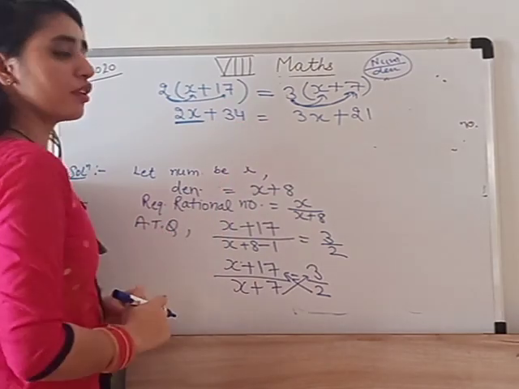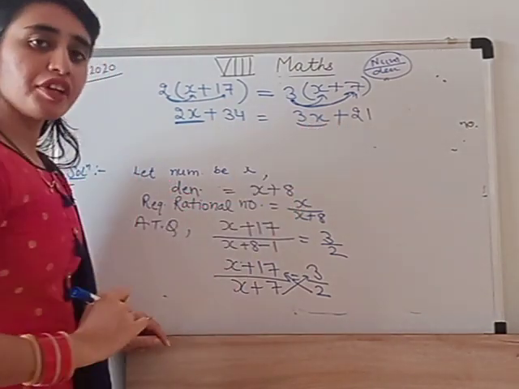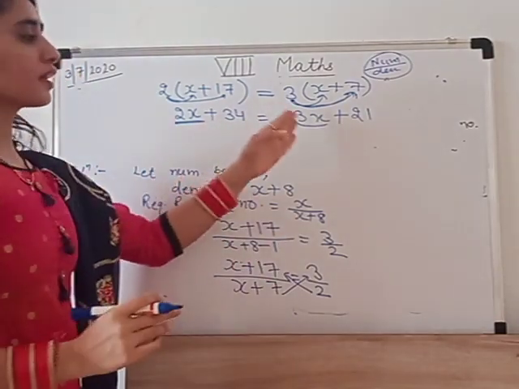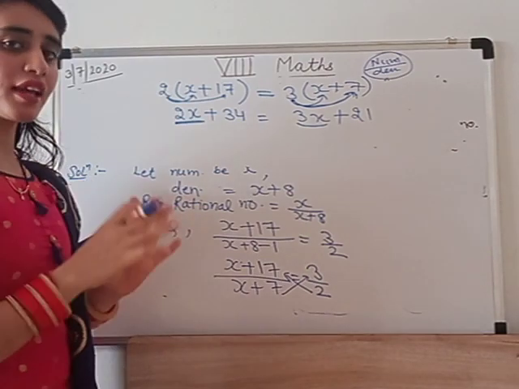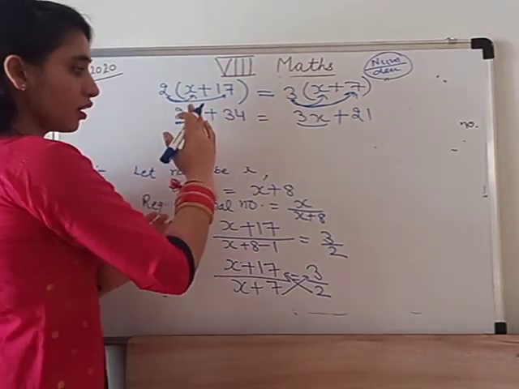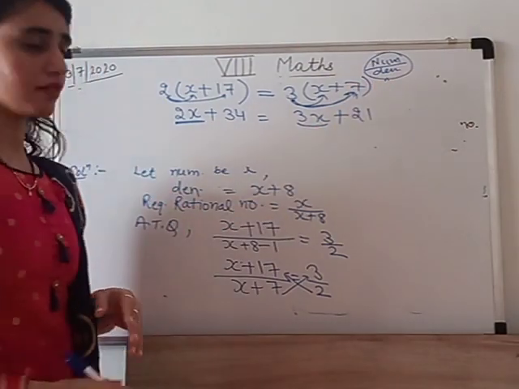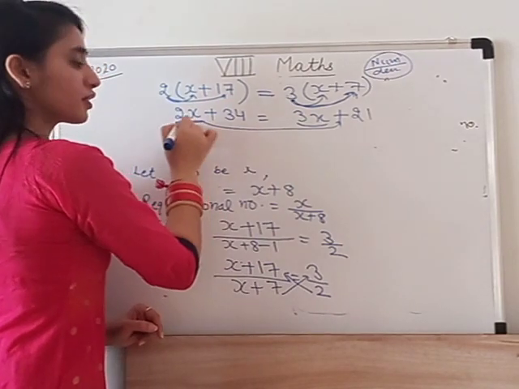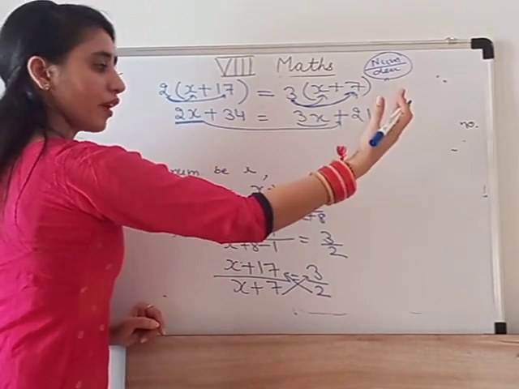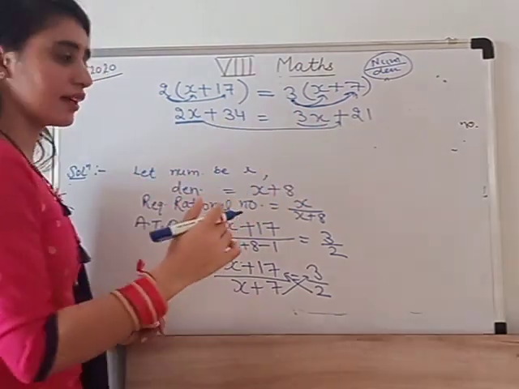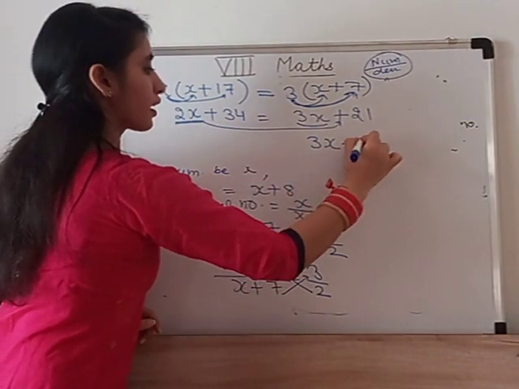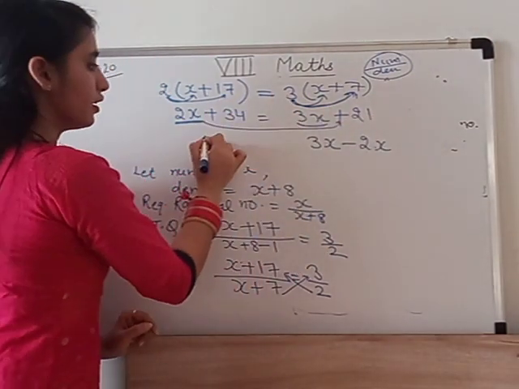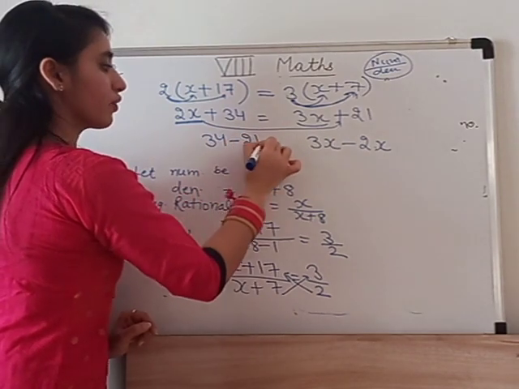2x plus 34 is equal to 3x plus 21. Now start solving these. 2x is smaller than 3x. You can solve in any way. Using the transposing rule, 2x leaves this side. 2x is in positive sign. When we move 2x to the right side, it is in negative sign. It becomes 3x minus 2x. And positive 21 to the left side becomes 34 minus 21.